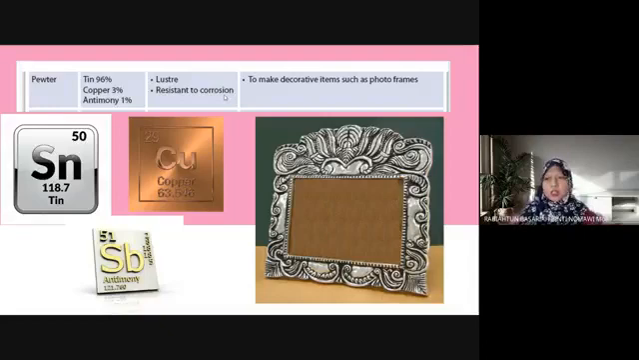Luster ni maksudnya dia berkilat. Okay, resistant to corrosion, dia sangat tahan karat, dia tak akan berkarat, dia tahan lama, long lasting. So what are the use for pewter? Usually pewter is used to make decorative items such as photo frames and then some coins. Okay, lepas tu cawan, gelas.